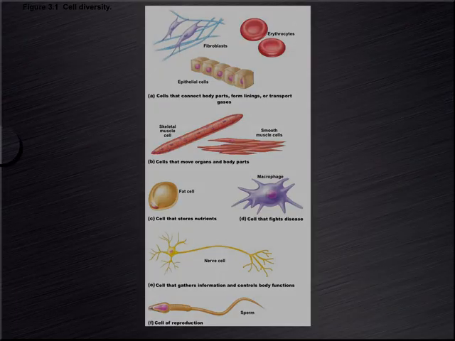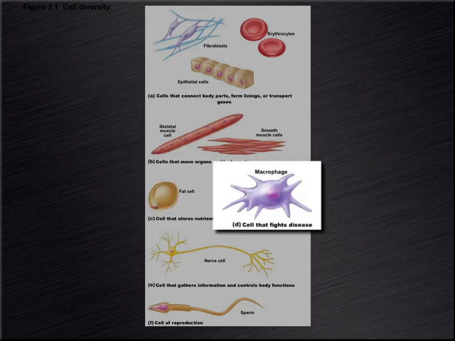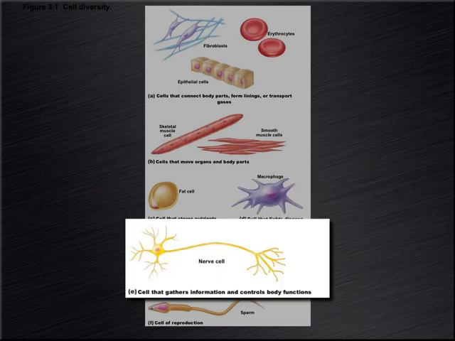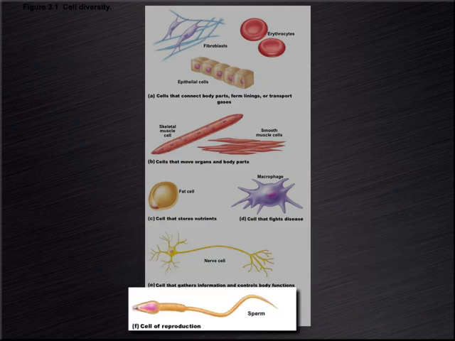In the next panel down, we see cells that store nutrients. Of course, that's a fat cell, as well as cells that fight disease. In this particular example, we've got a kind of white blood cell known as a macrophage. The next panel down shows a nerve cell, which is a cell that gathers information and helps to control bodily functions. And the last panel at the bottom of the page is a cell of reproduction, and in particular what they've shown us here is a sperm cell.